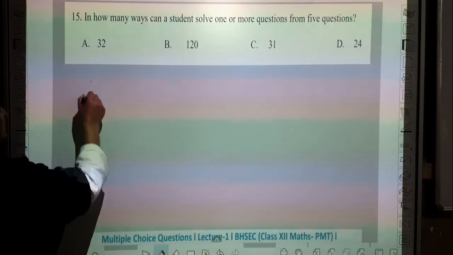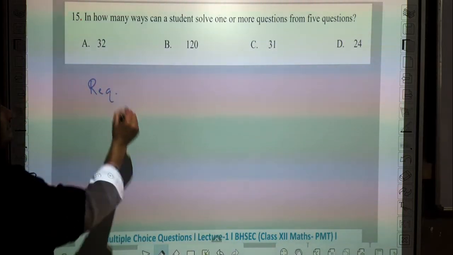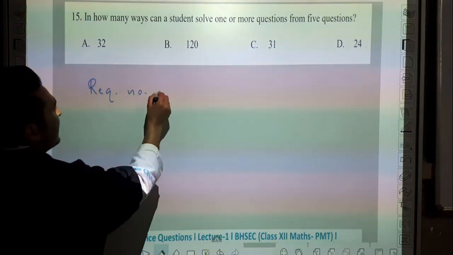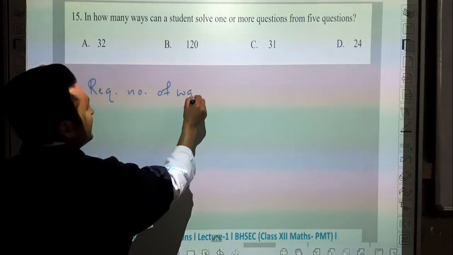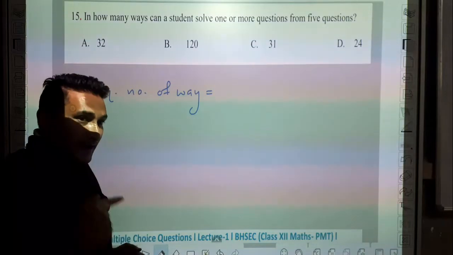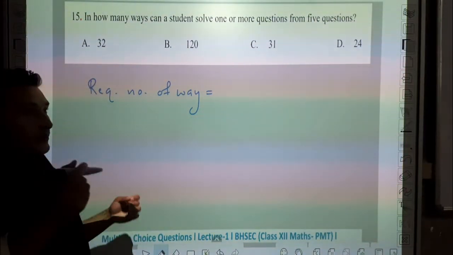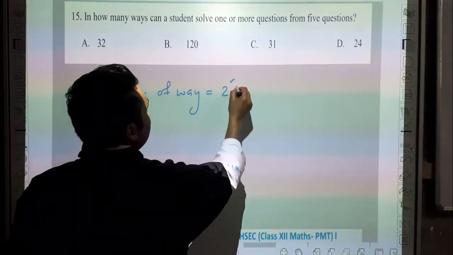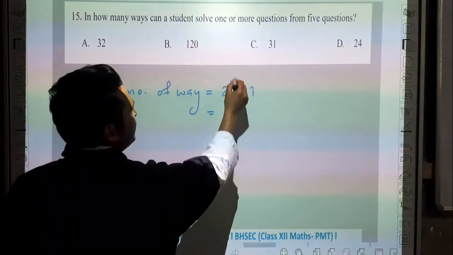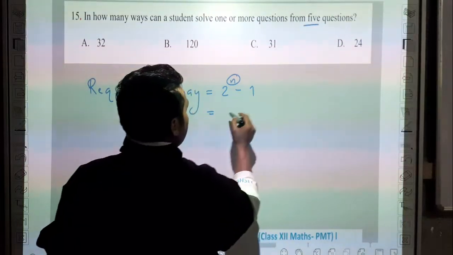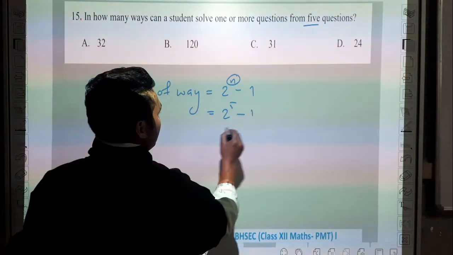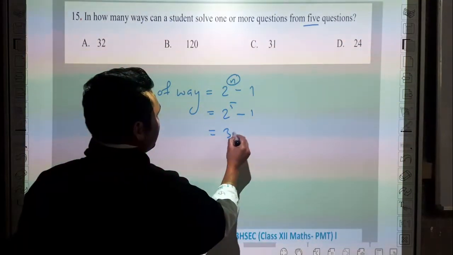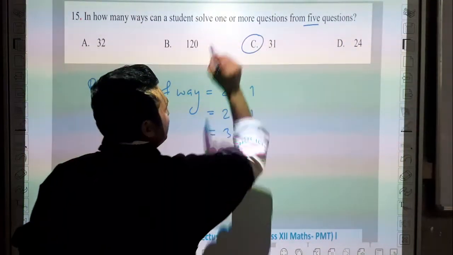Here, the required number of ways is just a combination. Required number of ways is equal to the combination of n things when one or more things occur, which is 2 to the power n minus 1. But here in place of n we have 5. So it is 2 to the power 5 minus 1. 2 to the power 5 is 32, minus 1 is 31. And the correct option is C.